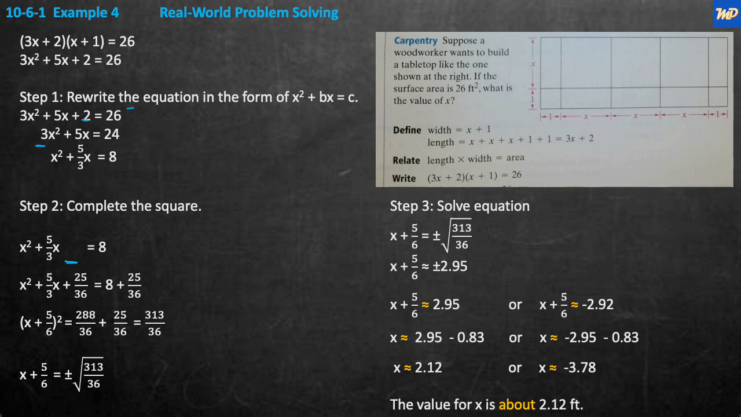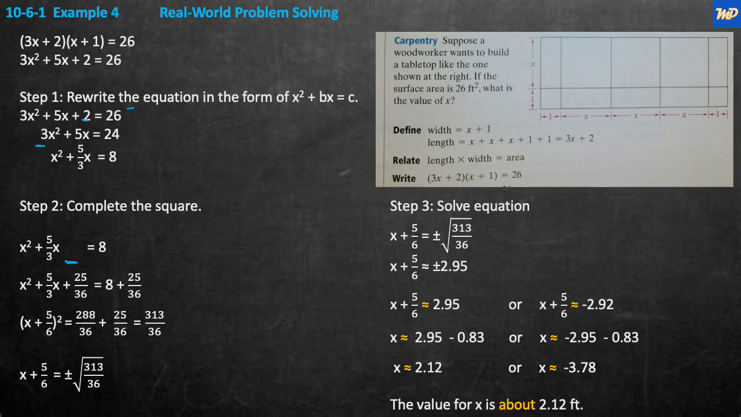Well, I got that because we didn't have a common denominator. We had 8, and we had to add 8 plus 25/36. So I needed to get the 8 over 36. In order to do that, I had to multiply the 8 times 36 so I could divide it by 36. 36 divided by 36 is 1. So when you multiply 8 times 36, it's 288/36 plus 25/36 gives us 313/36. So at this point, we are now ready to take the square root of both sides.